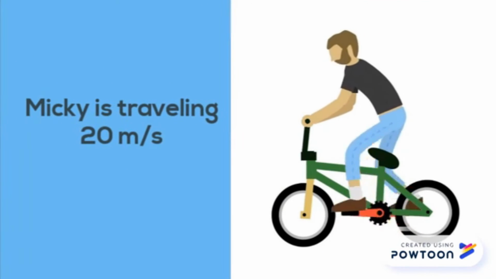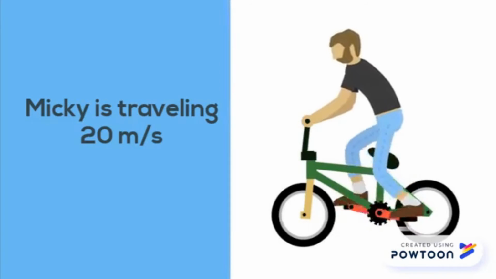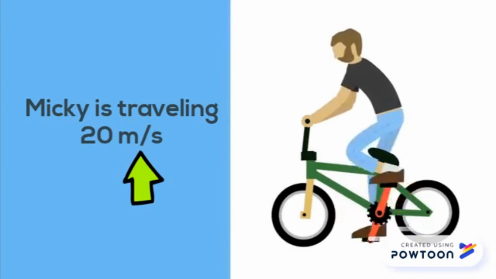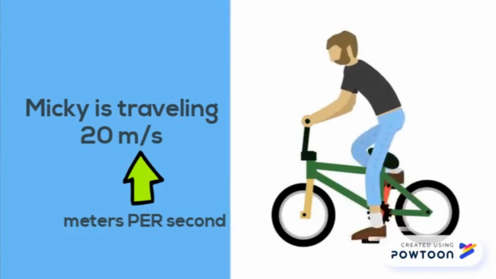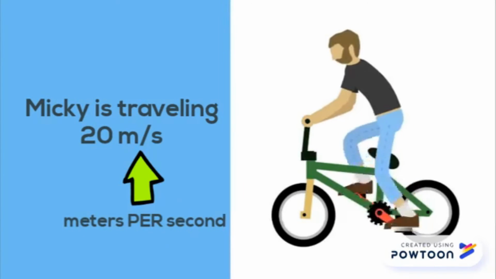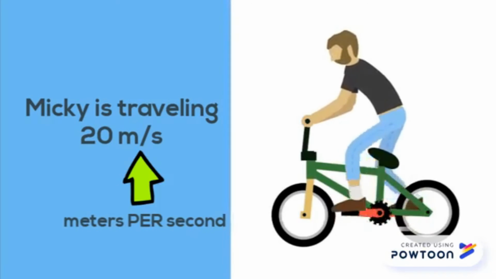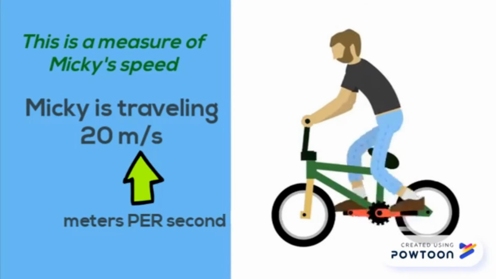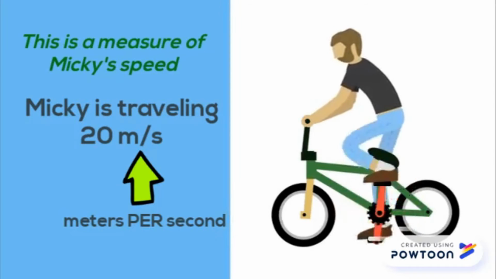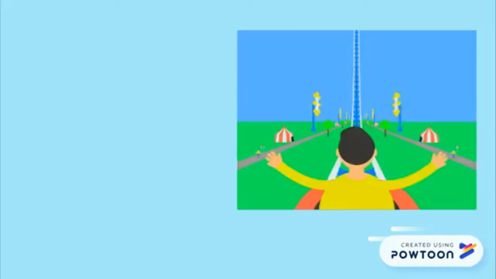Let's try some examples. Here we have Mickey. He is traveling at 20 meters per second. Anytime you see that m/s, you say that as meters per second. What do you think this is a measure of? His speed, velocity, or acceleration? Did you say this was Mickey's speed? If you did, you're right. This tells us how fast Mickey was going without his direction, making it his speed.